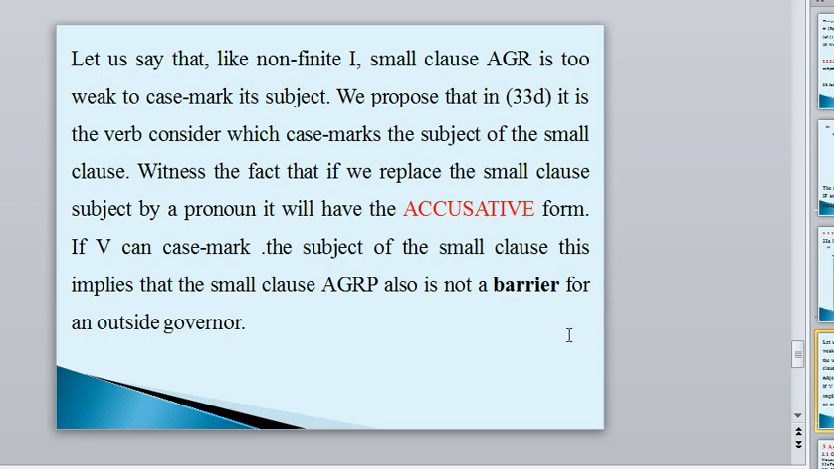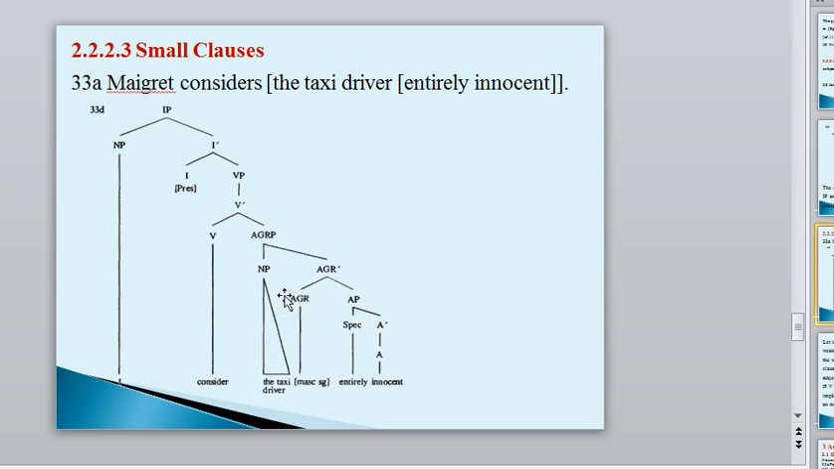So we propose that in the previous example, it is the verb consider which case marks the subject of the small clause. Witness the fact that if we replace the small clause subject by a pronoun, it will have the accusative form. Because the head of the agreement is too weak to assign case to the subject, the verb before it, consider here, can assign case to the NP, like the exceptional case marking in the previous example.